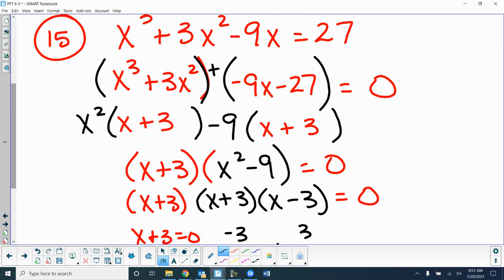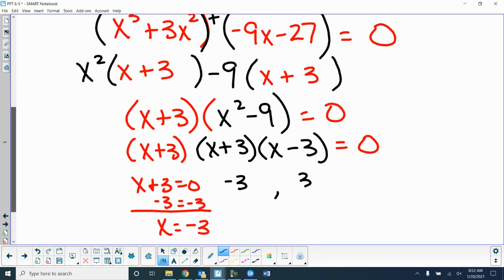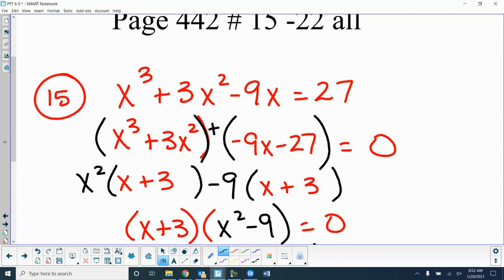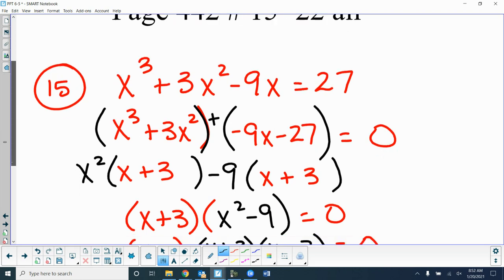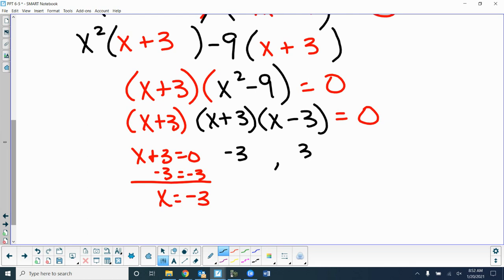Wait, so basically what we're doing is just factoring and then finding the opposite of whatever it was? Right, what makes it 0, right? If I put -3 or +3 into this original problem, this side would be 27. Okay. All right. Any others up to 20 there?